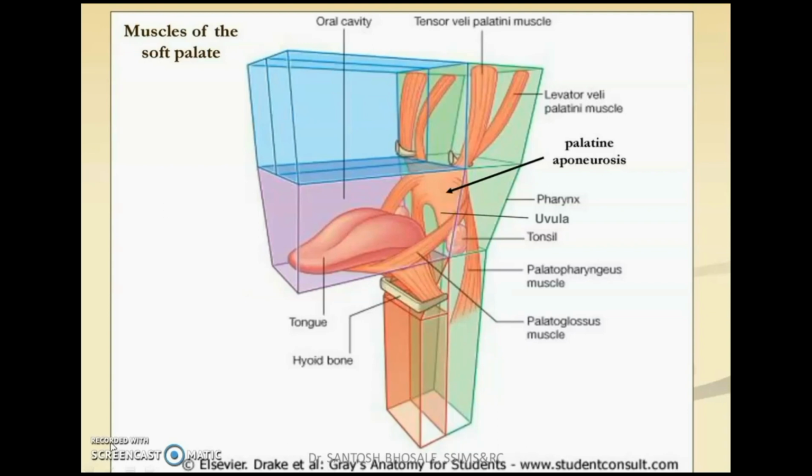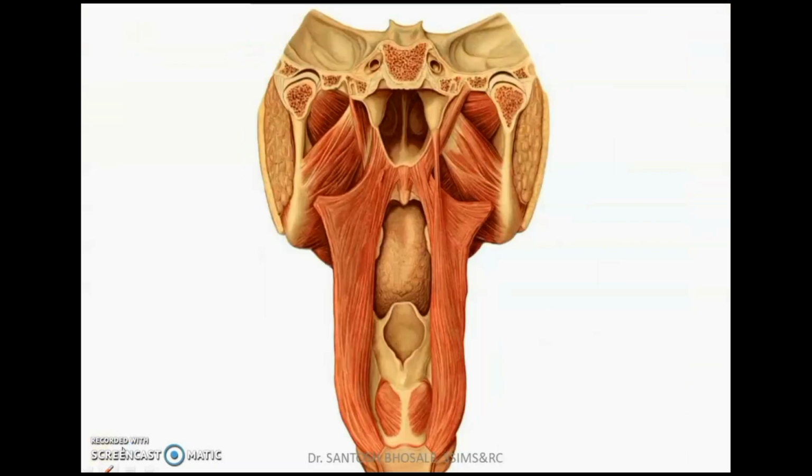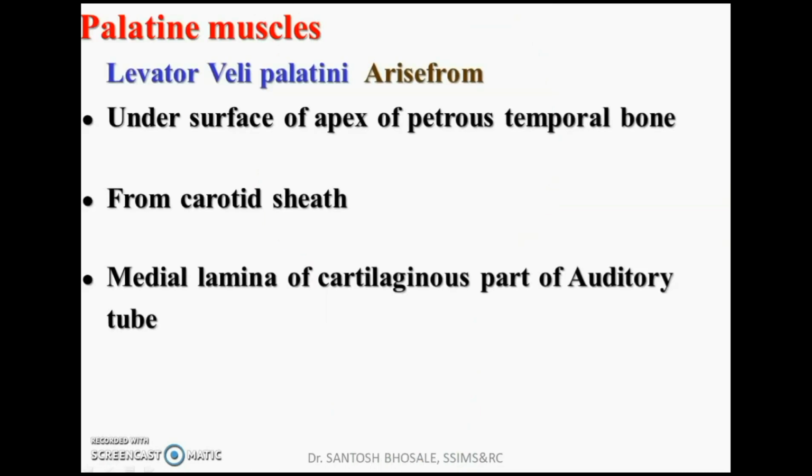1 muscle within the soft palate is musculus uvulae. You can see the different muscles here of the soft palate, that is tensor veli palatini, levator veli palatini, and you can see there the palatopharyngeus and salpingopharyngeus muscles. So remember the 5 pairs of muscles of the soft palate.